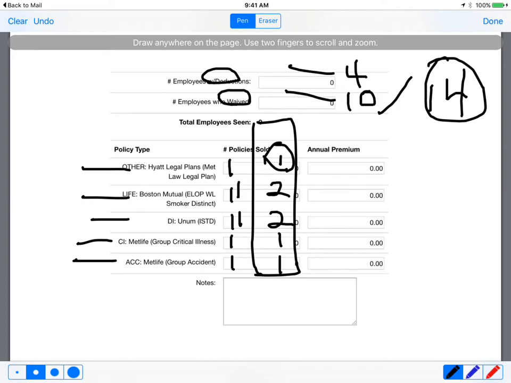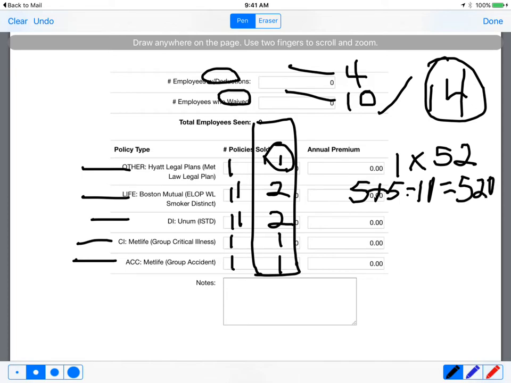Now, let's say if you add up the total premium, let's say we did this weekly, okay? And this guy was $1 a week times 52 weeks. I'm only doing this to make the math easy. You have $52. All right, let's say both of these folks did $5 each, so it was 5 plus 5. That's $10 in premium. Okay, that's $520 a year, and so on and so forth. So you can add up all of these items that you had.